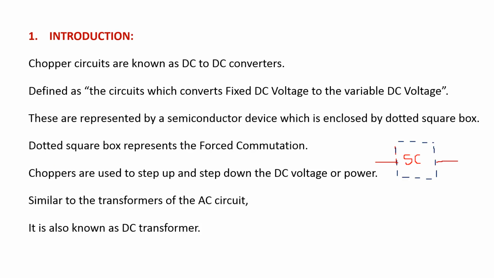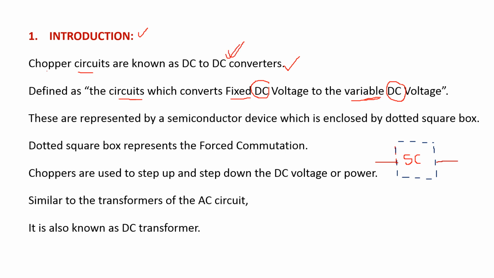Coming to the introduction of choppers. Here chopper circuits are also known as DC to DC converters, and a chopper is defined as a circuit which converts the fixed DC voltage to variable DC voltage. Here the input is a DC parameter as well as the output is a DC parameter. That's why chopper circuits are called DC to DC converters.